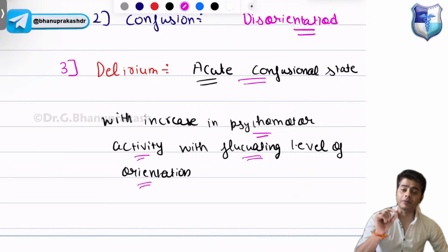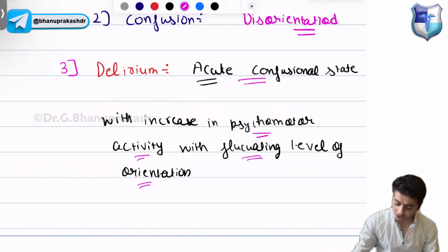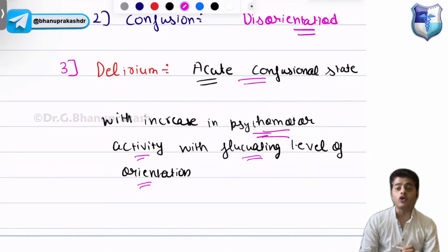That person suddenly kicks me. The patient was in an acute confusional state and he was kicking me. Suddenly he kicked me and I got injured on my leg. He kicked me because there was also an increase in psychomotor activity.